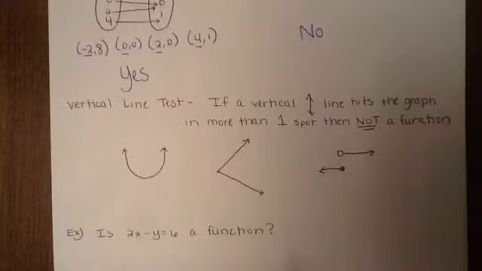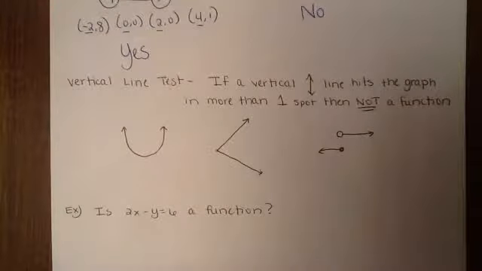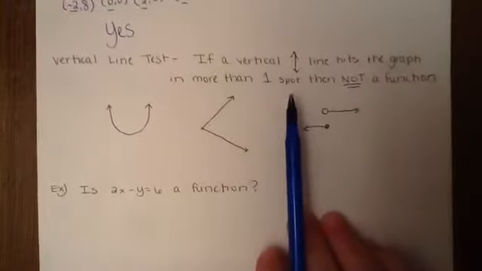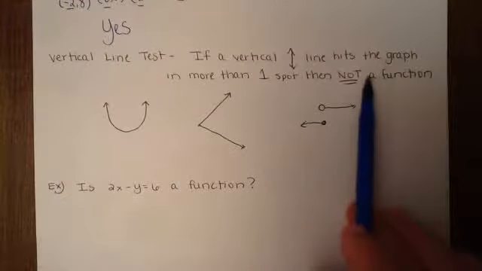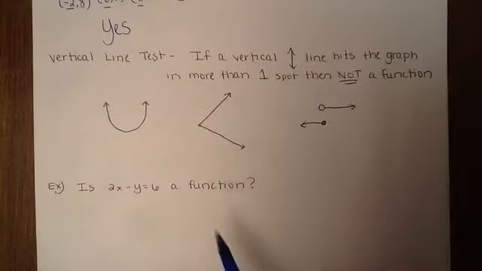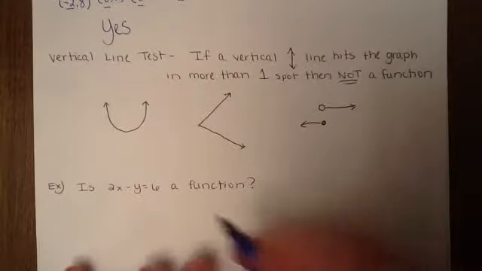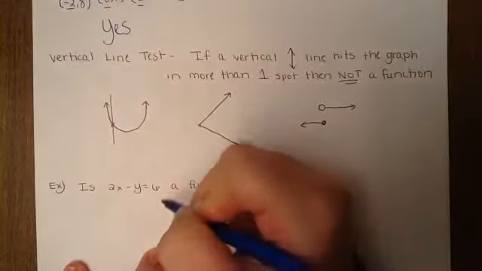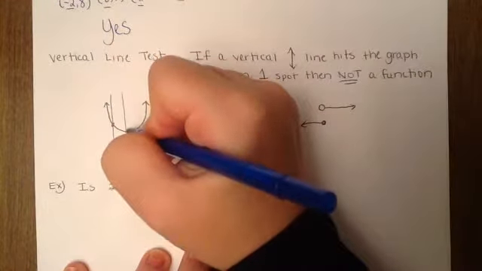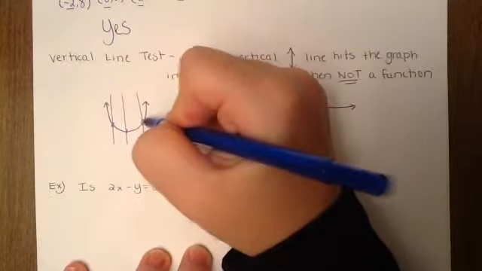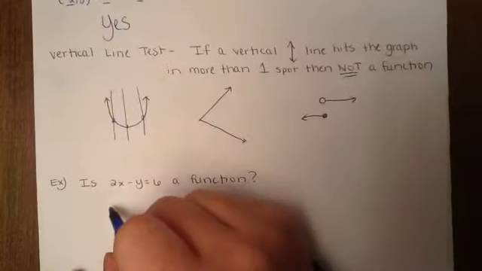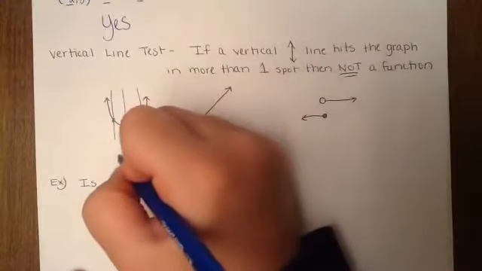Another way you can tell if it is a function is using the vertical line test. Right. So if a vertical line, and a vertical line is straight up and down, if you draw a straight up and down line and it hits the graph more than once, it is not a function. So here, if I were to draw a vertical line, it hits the graph once. I'm going to test just a couple different spots. So would this vertical line ever hit the graph more than once? No. So this is a function.